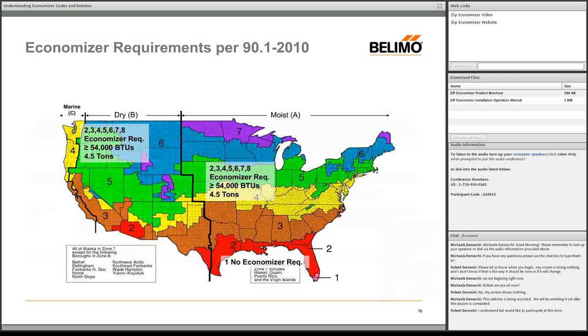If we use the same map that I referenced earlier, what it shows is now only region 1A did not require economizers. This is the most current of ASHRAE standards and the one that the majority of the states use currently. The other climate zones and the other dry types will require economizers greater than 54,000 BTUs or 4.5 tons.